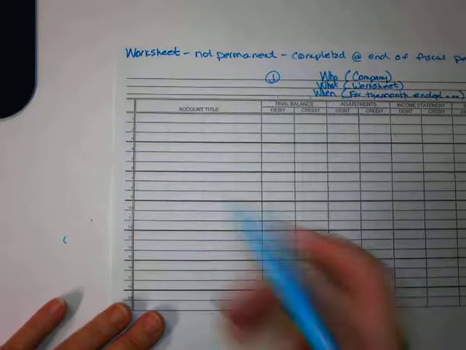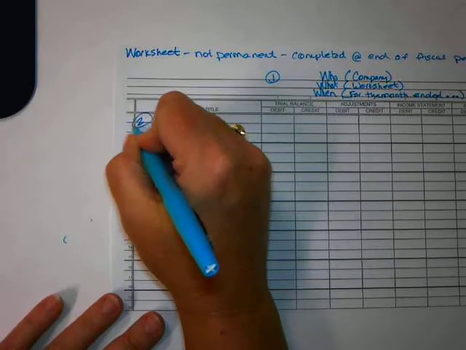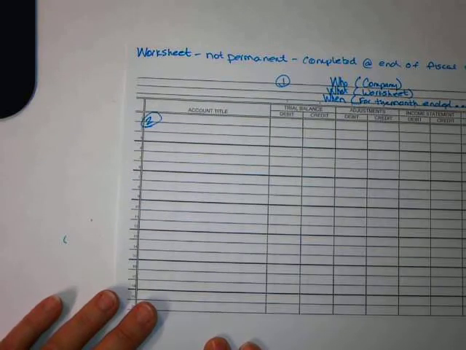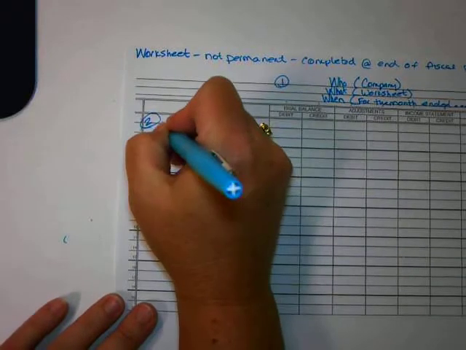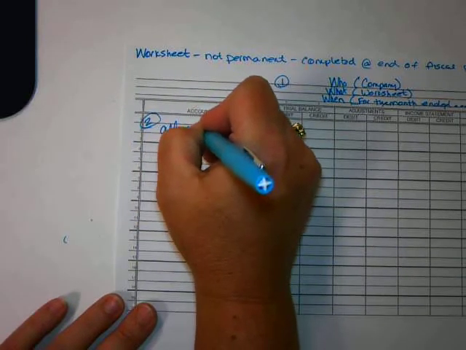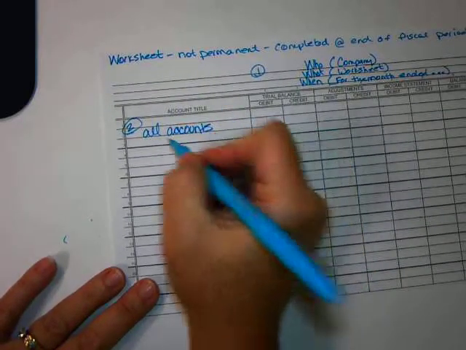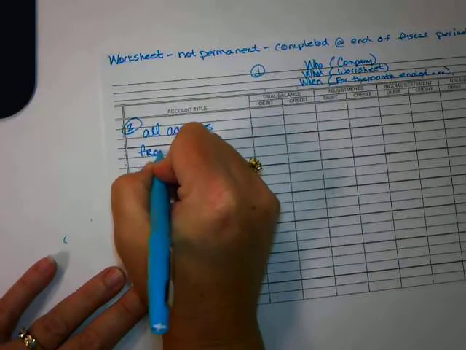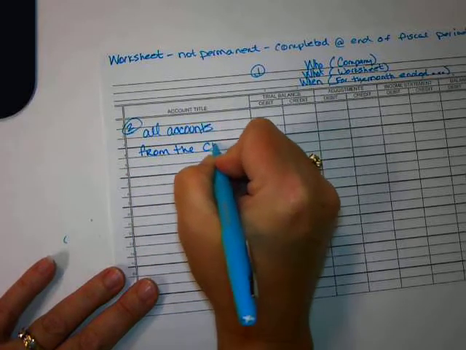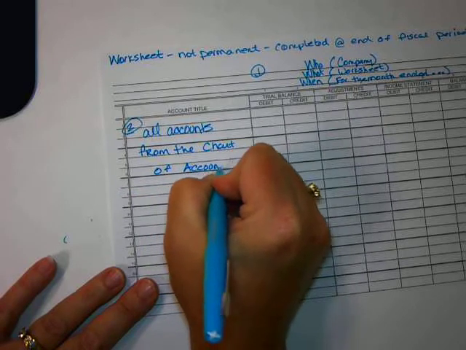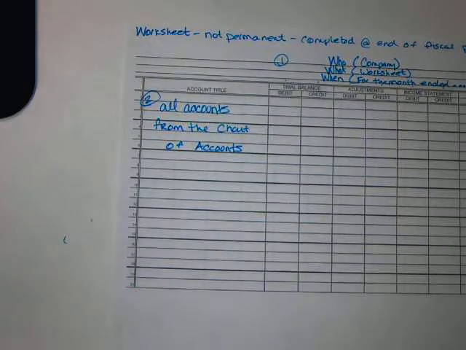All right. Then number 2 is to get all of the account titles in from the chart of accounts. So this will be all accounts from the chart of accounts. So again, you just go look at the chart accounts and you just copy them all down.